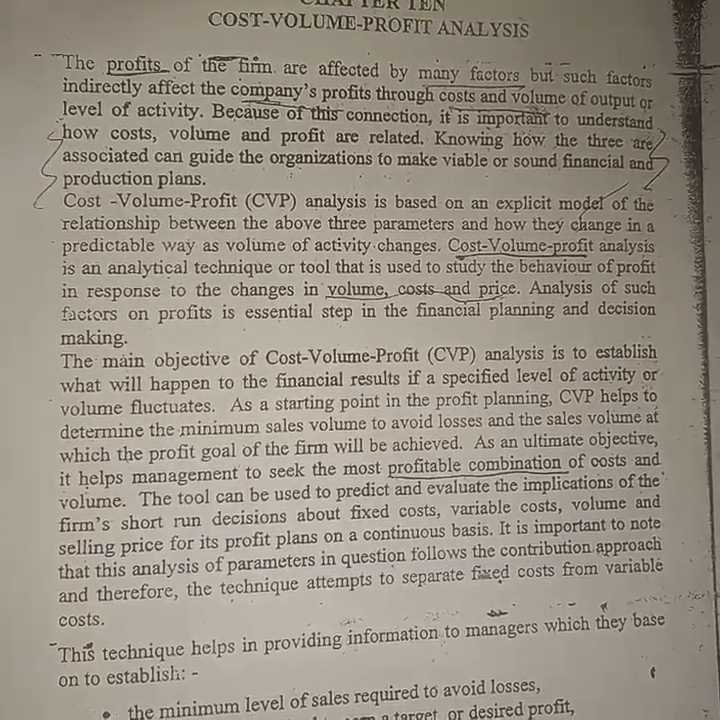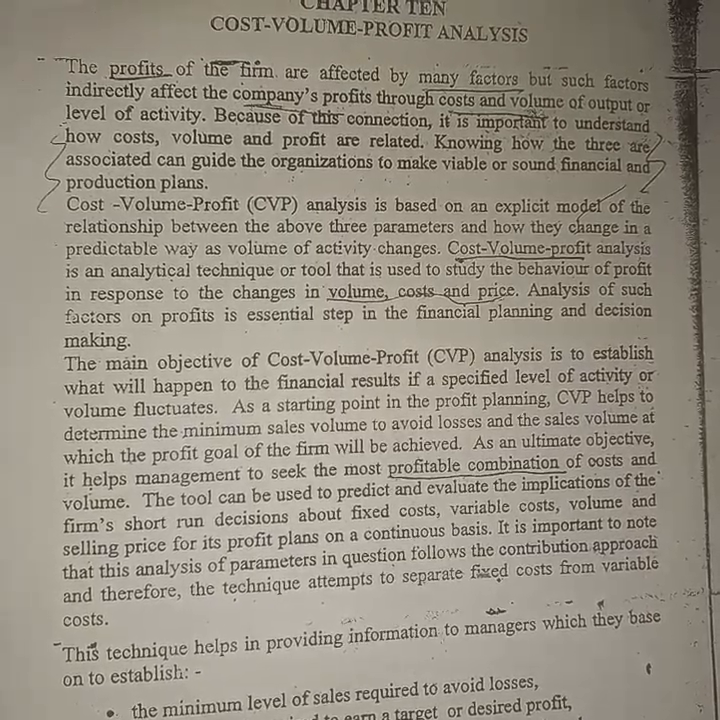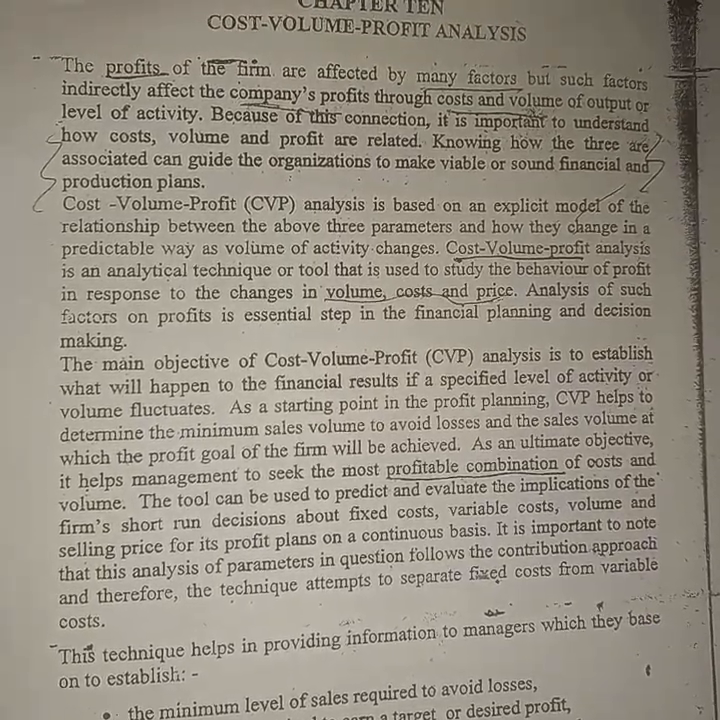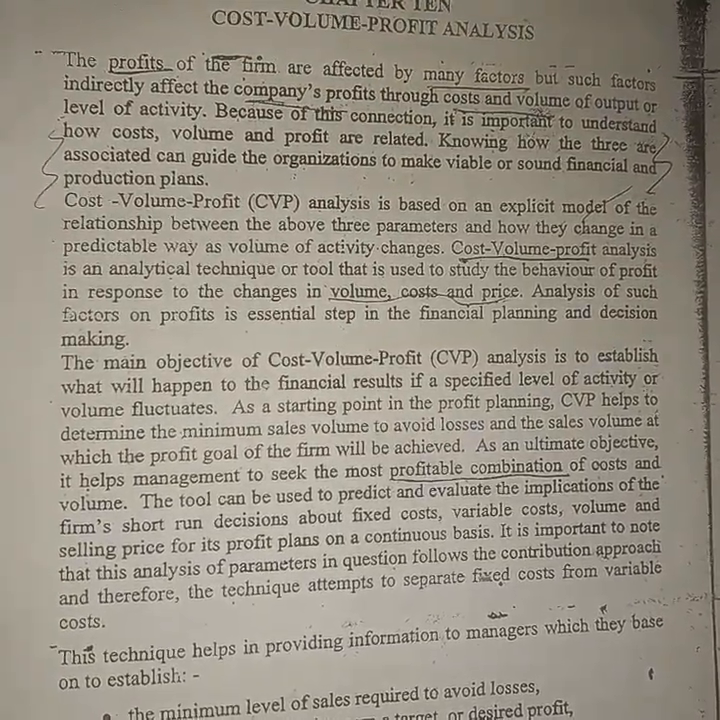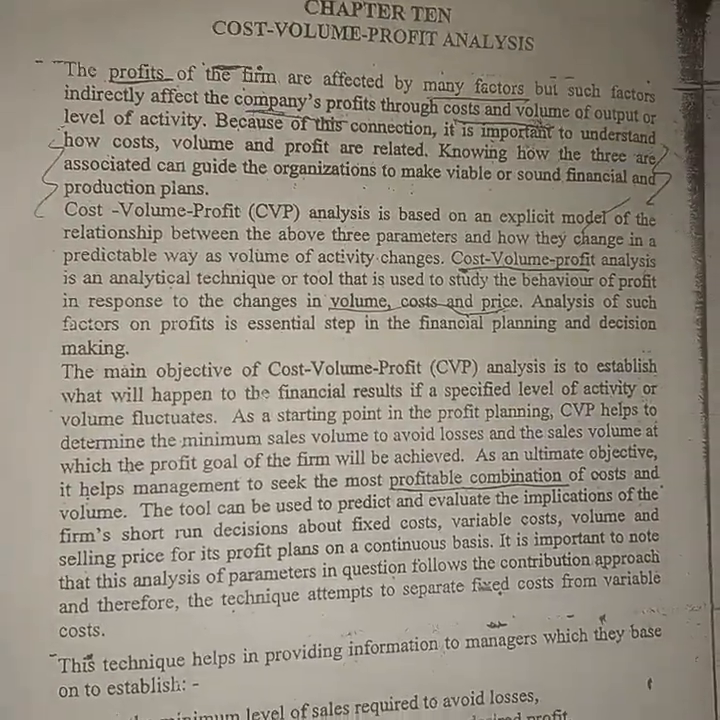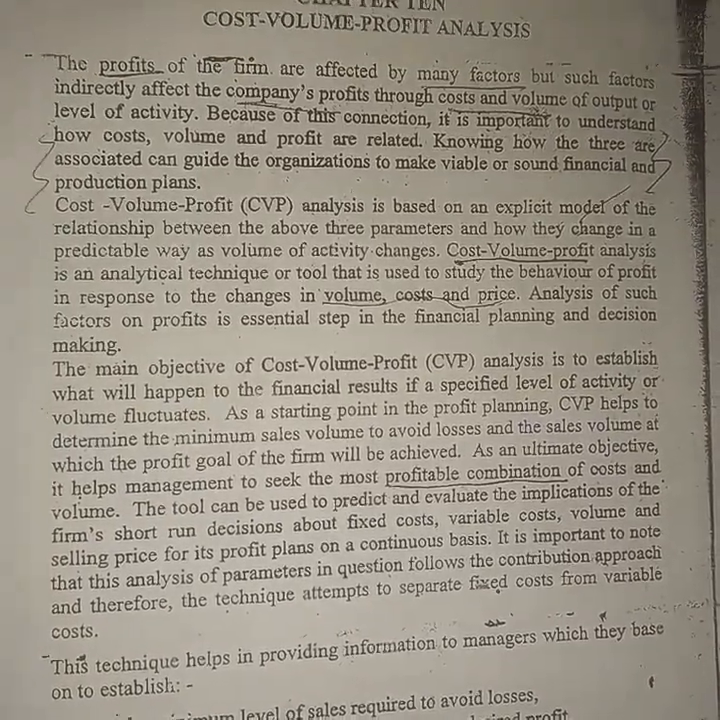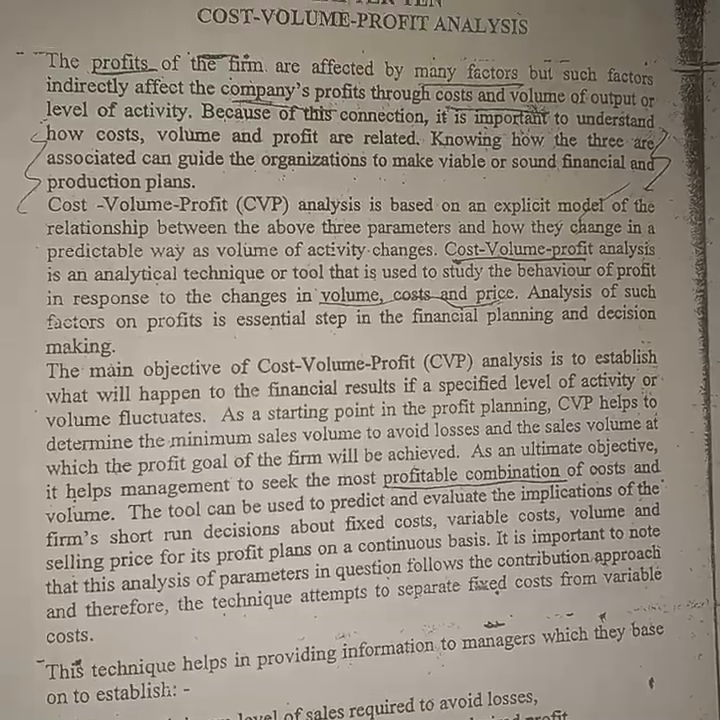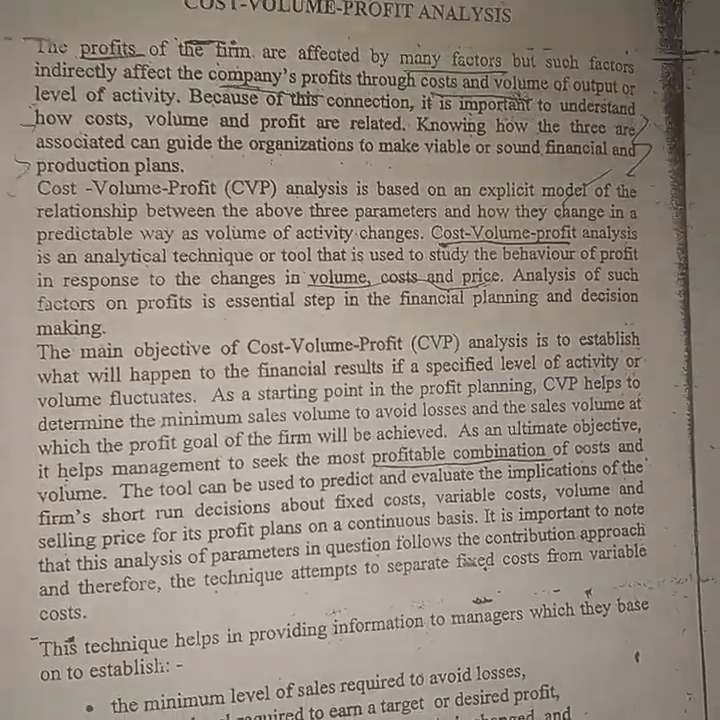So you're looking at how you're getting your costs, how you're using your costs to produce a given range of volume of products. And then from those volume of products, how do you get a profit? Now it looks at the relationship between these three, the cost, volume, and the profit. You're going to analyze how each area affects the other.